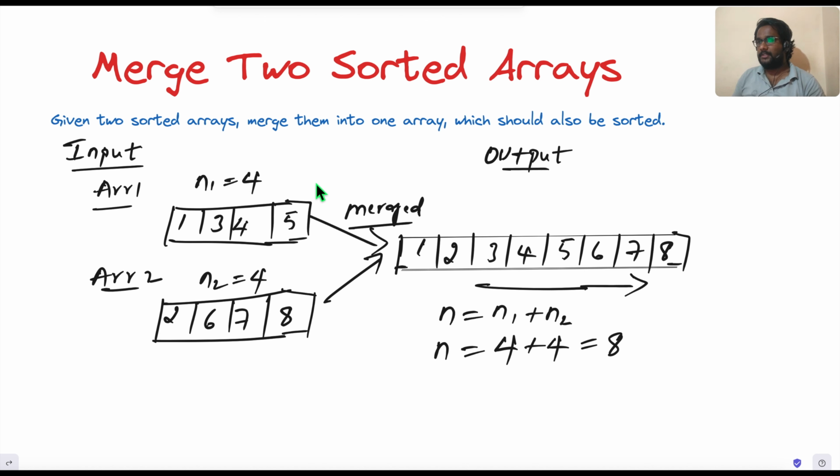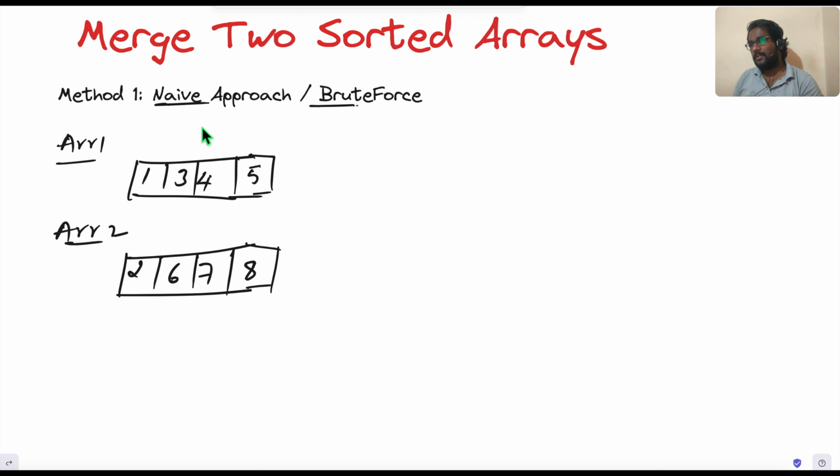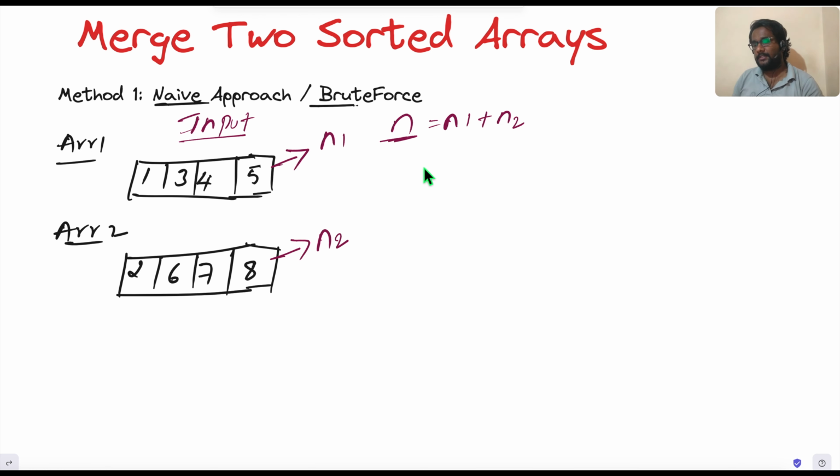Now let's go ahead and see the brute force approach for this problem. We already know that the input will be two arrays, which are already sorted. So first we'll figure out the length of array 1 and call it n1. Then we'll calculate the length of array 2 and call it n2. And we do a sum, so we'll come up with the length, and we need to create an array of this length as a temp array.